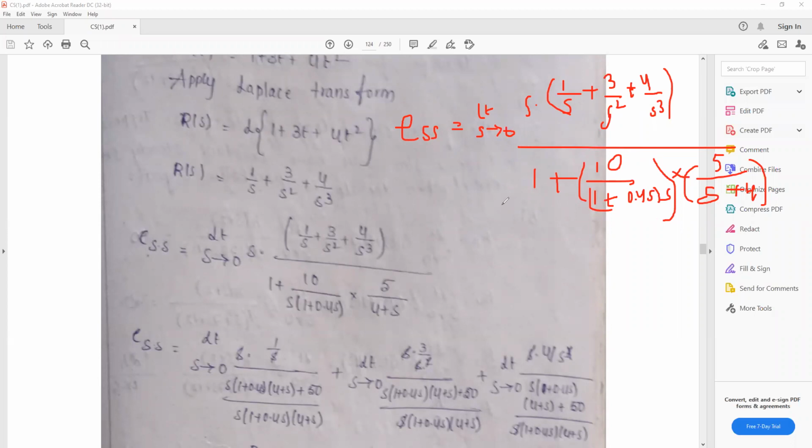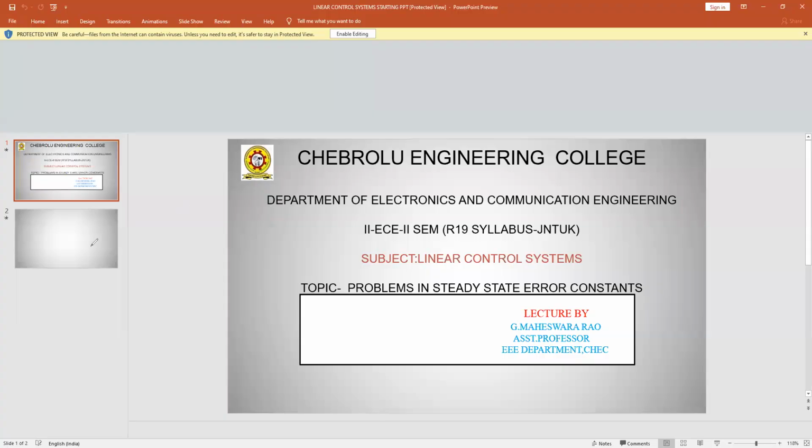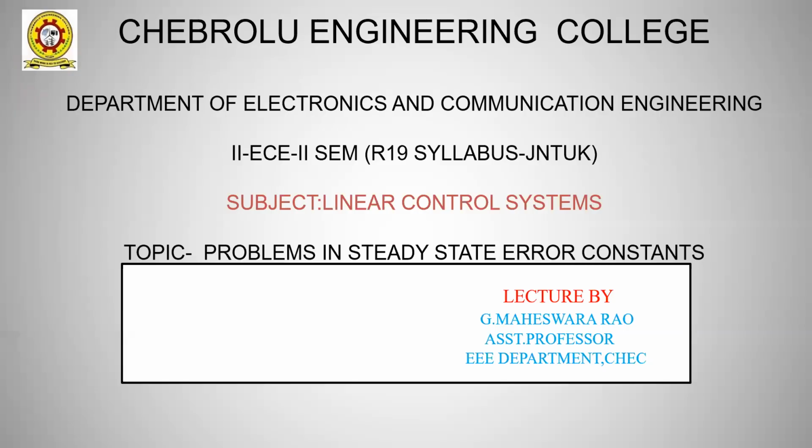So first, s into 1 by s divided by the denominator term, then s into 3 by s squared term, and the 4 by s power 3 term. So separate all the terms.